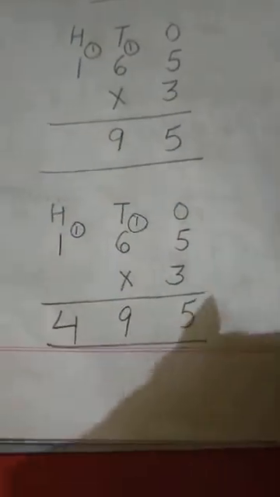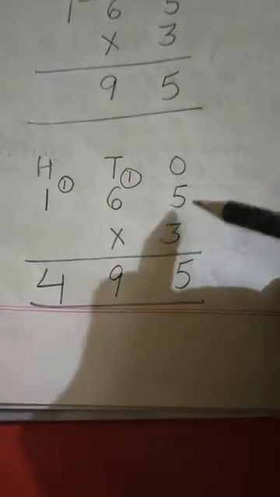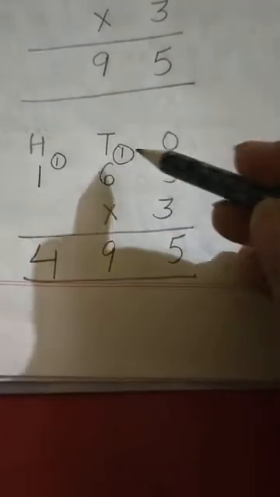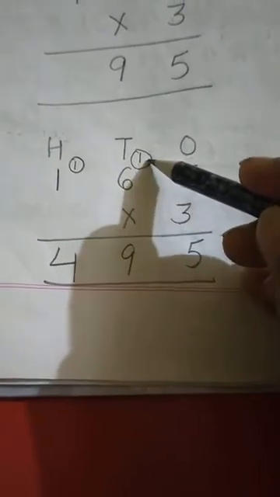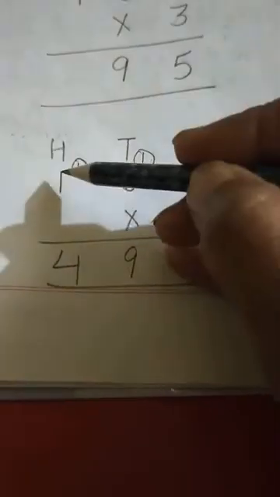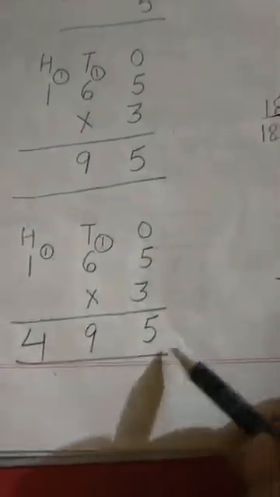Now see what we will do in the next step. Firstly 3 5s are 15, which we have done. 1 is carried forward to the tens place. Then 3 6s are 18 plus 1, that is 19. 1 more is carried forward to the hundreds place, where 3 ones are 3, and that 1 will be added to the 3. We will get 4. So what did we get? 495.